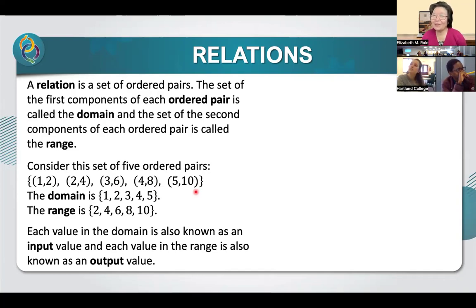It's good to remember those, because as you know, whenever I give the final exam, I will be having multiple choice. So these terminologies are very important. The domain is the input, and the range is the output value.